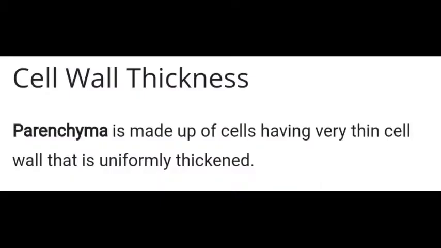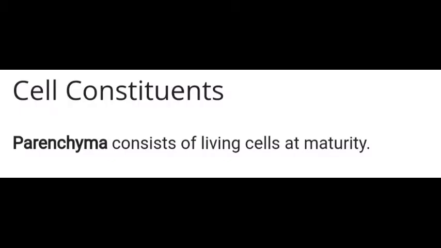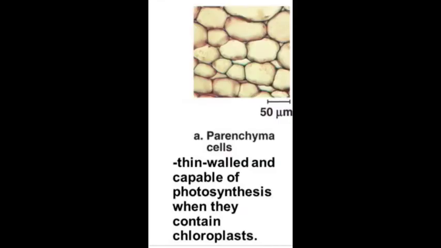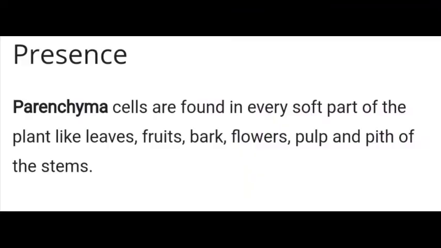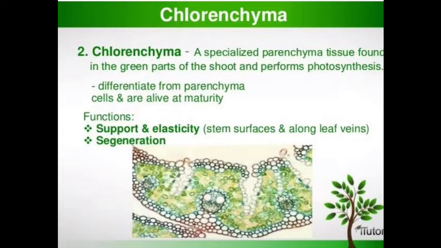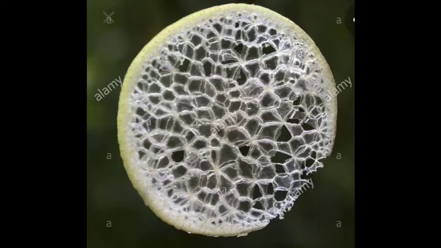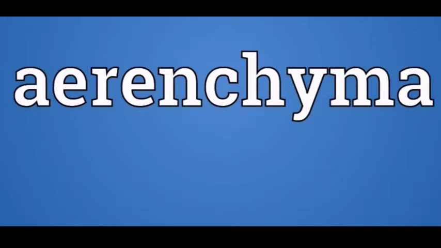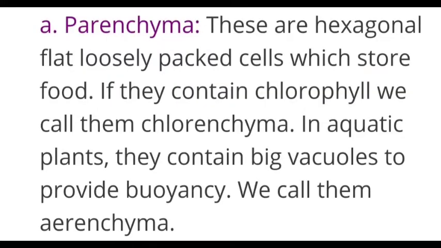They are live cells. They are usually loosely packed so that there are large air spaces between cells. This tissue provides support to plants and also stores food. But in some conditions, it contains chlorophyll and performs photosynthesis. Then it's called chlorenchyma. In aquatic plants, large air cavities are present in parenchyma to help them float, and such tissue is called aerenchyma. The parenchyma of stems and roots also store nutrients and water.